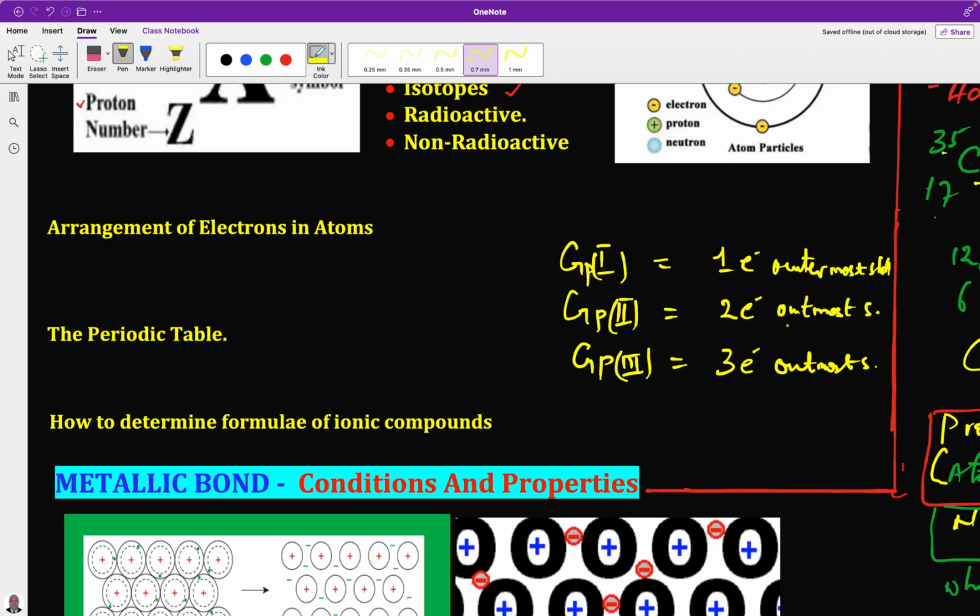Now, when we have ionic compounds from between all these, how can we determine their compounds? It leads us to how to determine the formulae of ionic compounds.